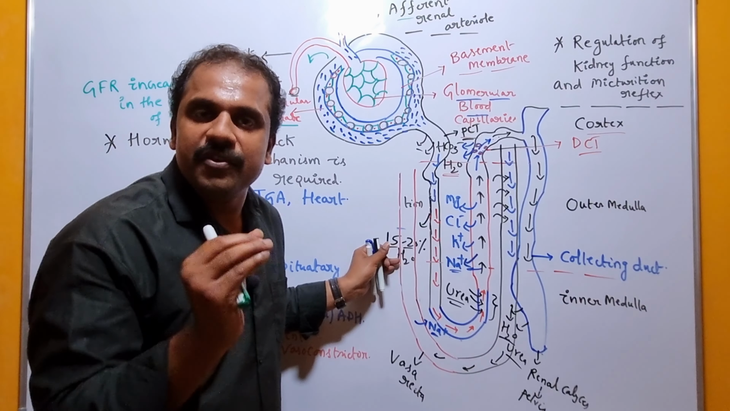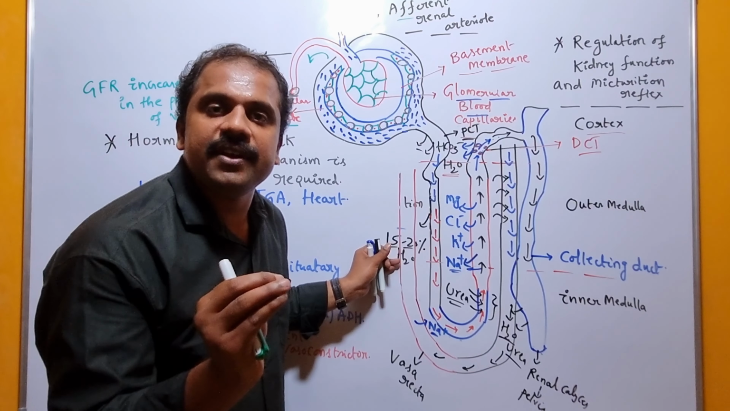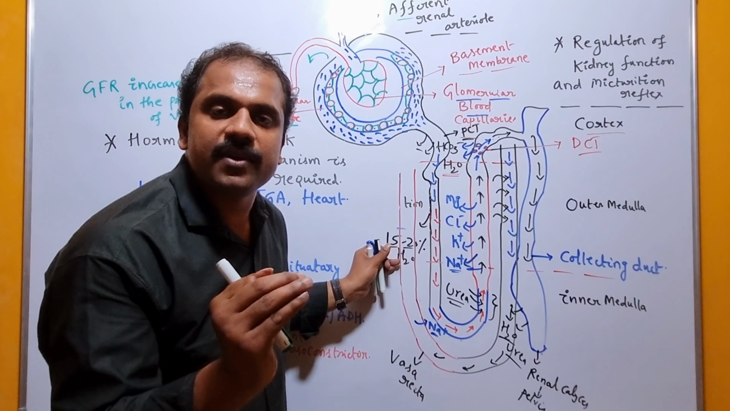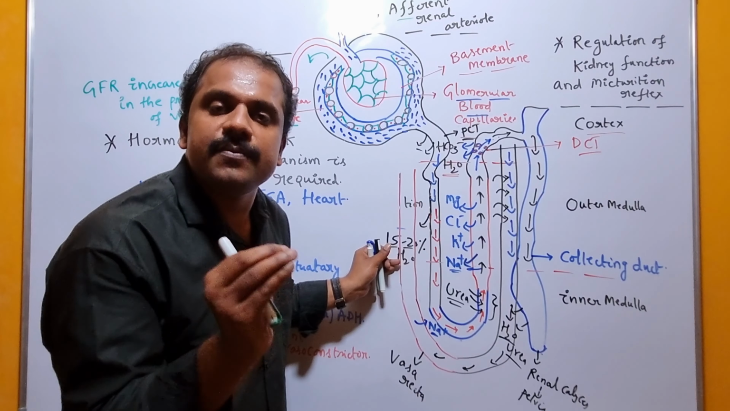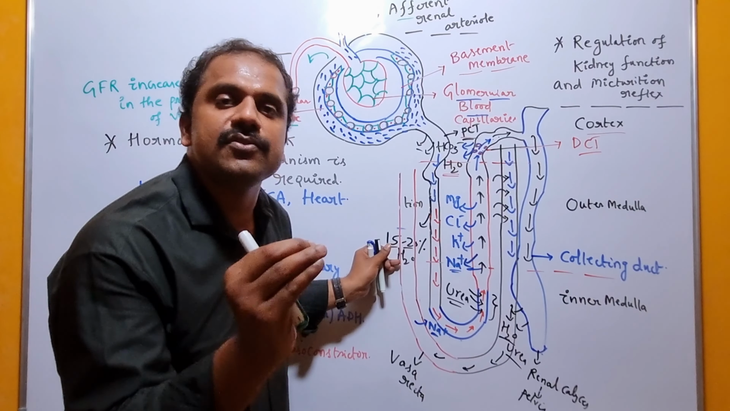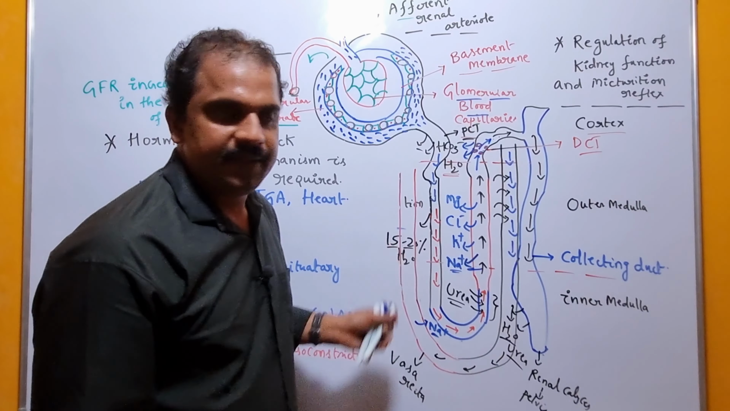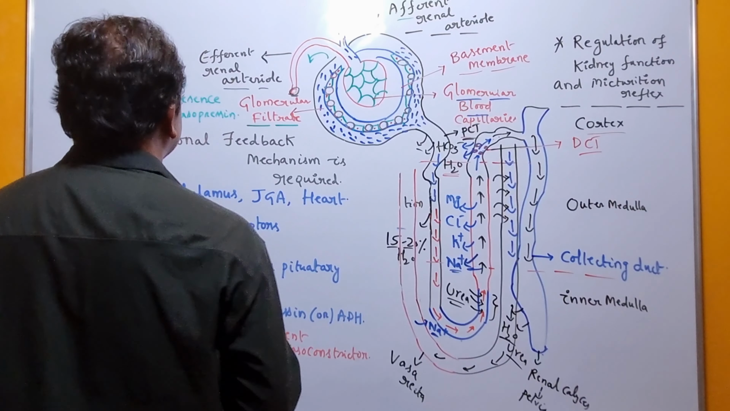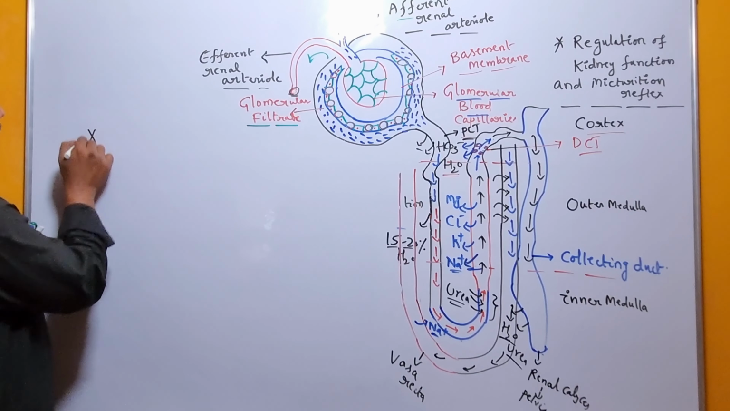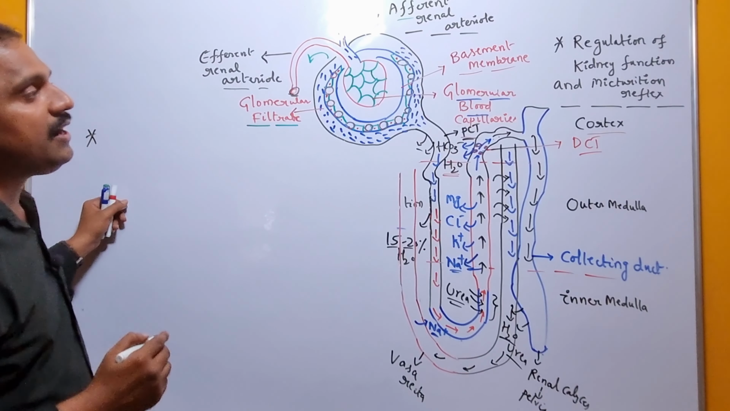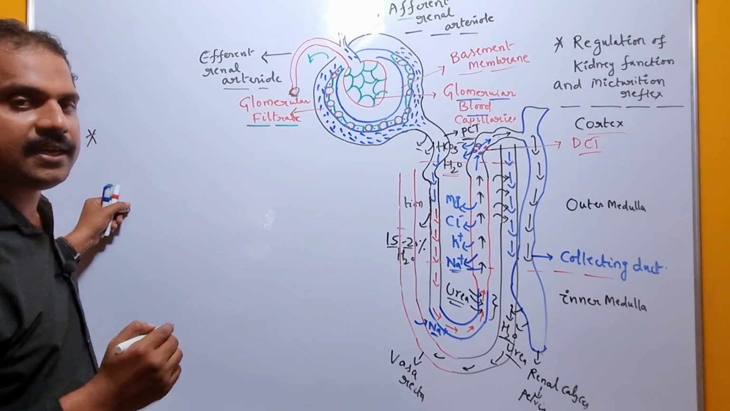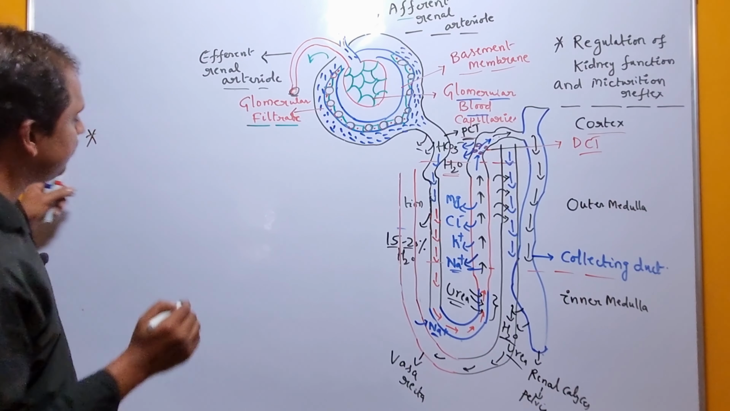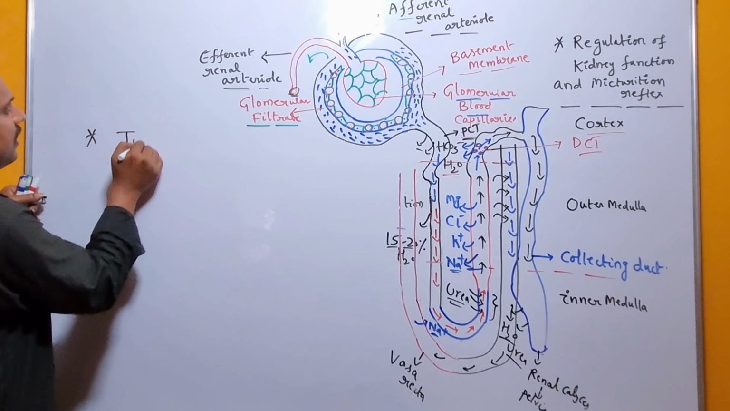Then after, we will be studying the activity of the juxtaglomerular apparatus, and how it is responsible for regulating the kidney function so efficiently. Is it clear? So let me arrange the things first. The next component which is responsible for regulating the kidney function so efficiently is nothing but the juxtaglomerular apparatus.